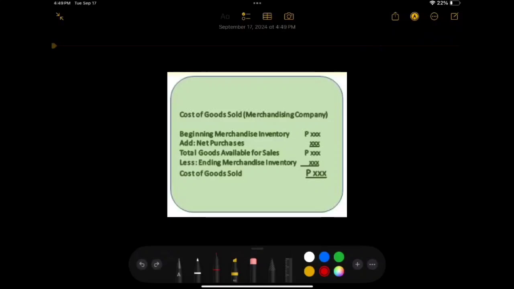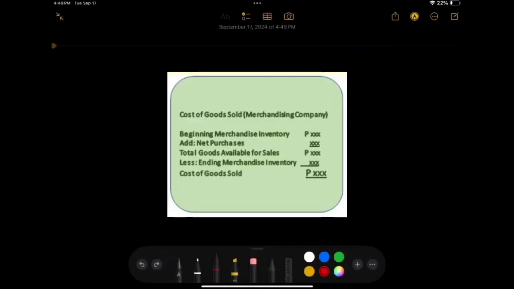Bali, para ma-solve natin kung magkano yung cost of goods sold sa merchandising type of business, magsisimula tayo kung magkano yung beginning merchandise inventory, then ipa-plus natin yung net purchases this year para makuha natin yung total goods available for sale ngayong taon na to. Tapos, kapag minus mo yung ending merchandise inventory, yun yung total ng cost of goods sold mo na naibenta ngayong taon. So, this is for the cost of goods sold na inventory.